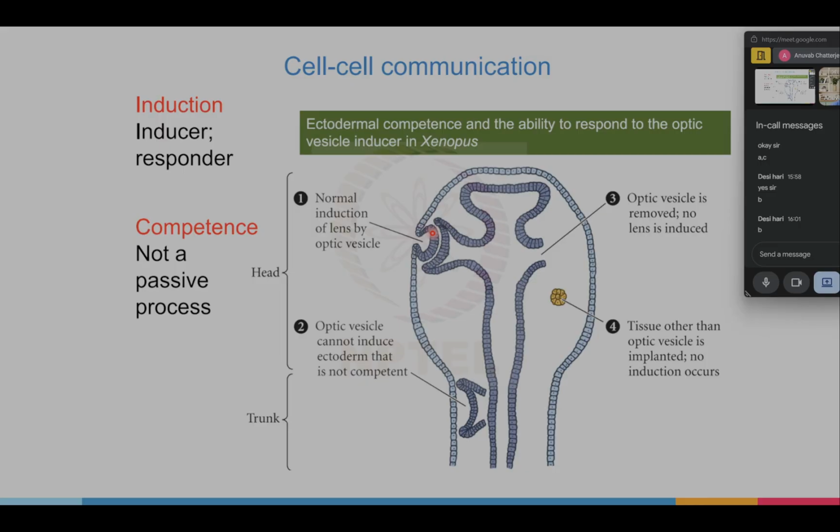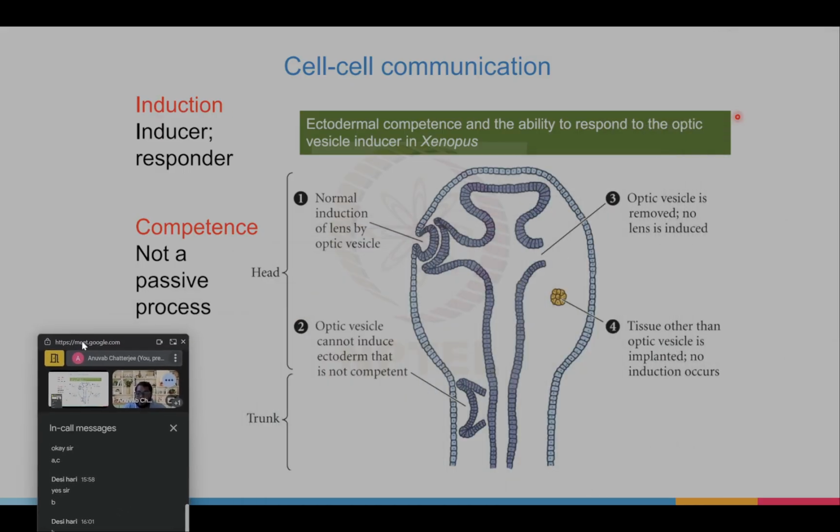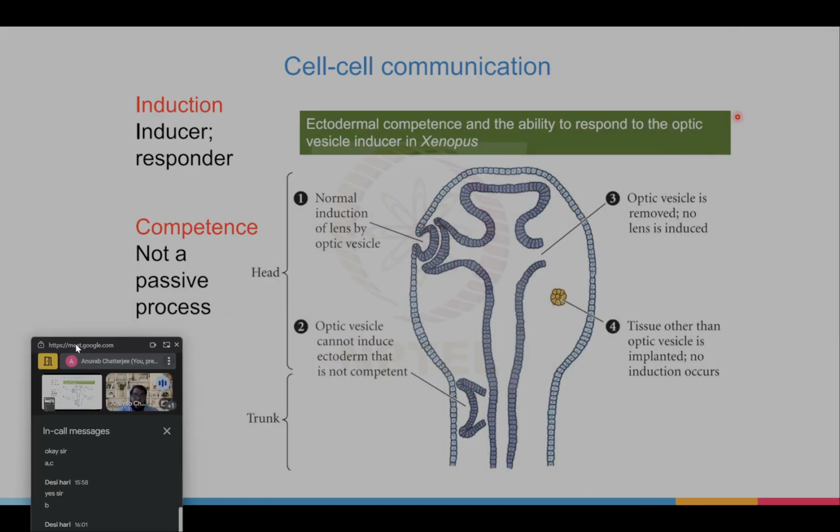The best example to deal with this that we even have in the book is the optic cup formation. Okay, this particular schematic shows a cross section. I am not visible here, I'll place it here. Okay. This particular schematic shows a cross section of an early Xenopus embryo, and this is the head region, or the presumptive head region.